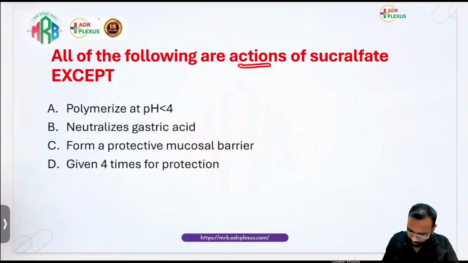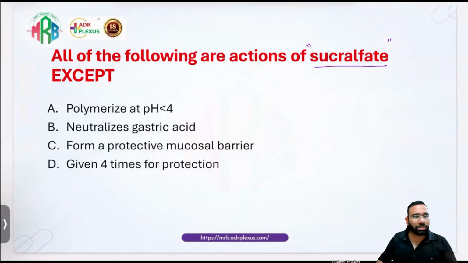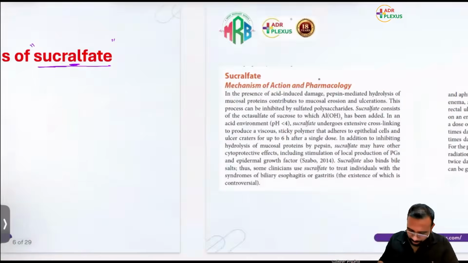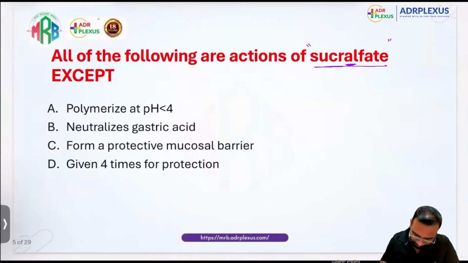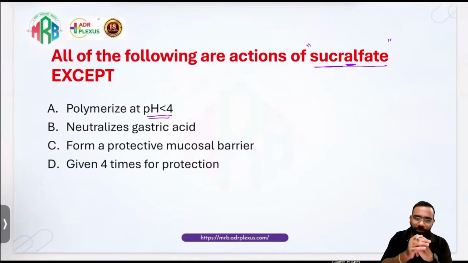All of the following are actions of Sucralfate, except. We all know Sucralfate is a drug used in peptic ulcer disease. It is a sucrose aluminum sulfate. It is going to polymerize at pH less than 4. In acidic pH, all the monomers combine together and form a polymer.